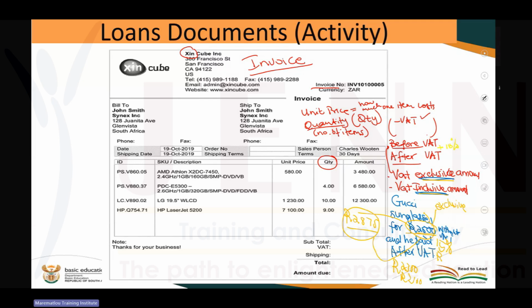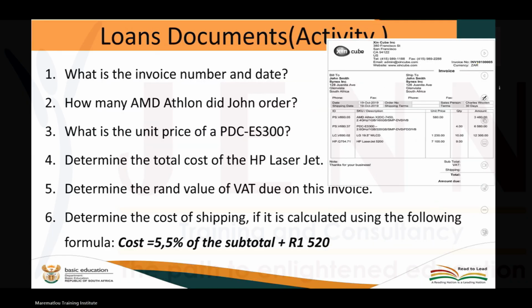And boys and girls, let's go straight forward. It's 2,500. If you add VAT, just multiply by 1.15. It will give you 2,875.